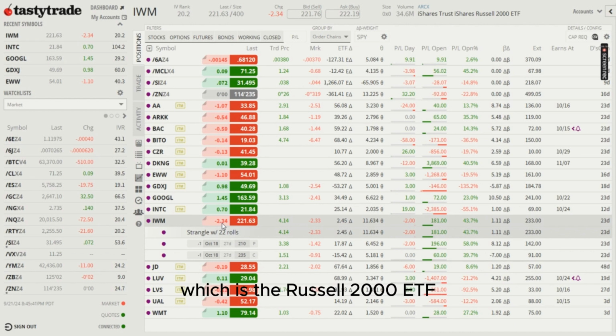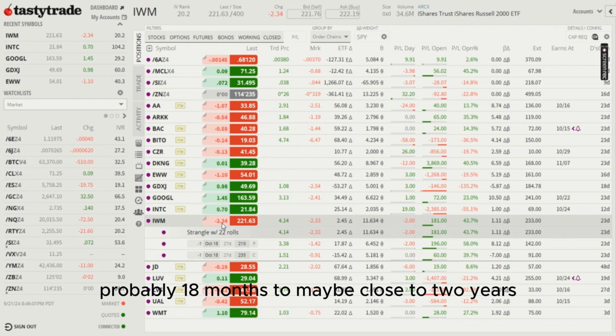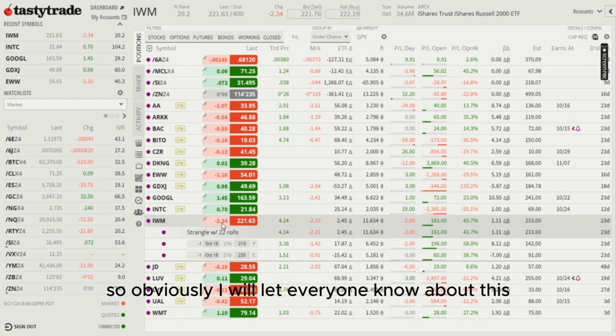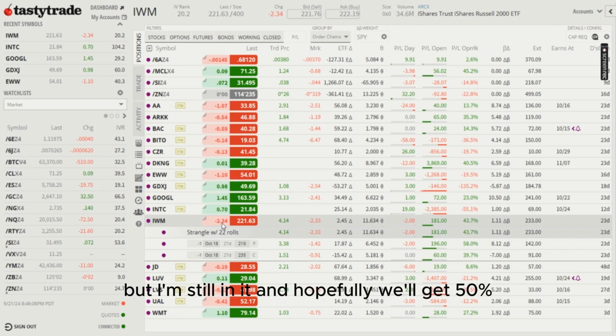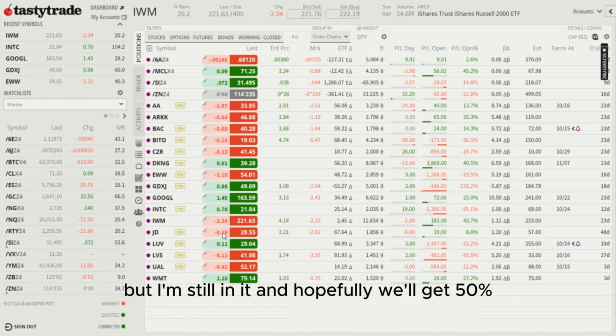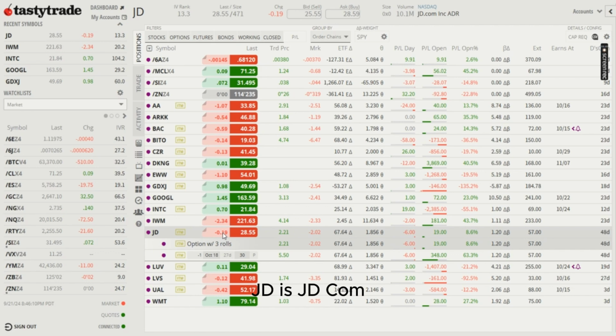IWM, which is the Russell 2000 ETF. This has been quite a ride. I've rolled this 22 times. It's working. I mean, I've got a 210, 235, got plenty of credit. I just need to see more of a vol crush, and I'm going to take this off, and I can celebrate the fact that I've been in this trade for probably 18 months to maybe close to 2 years. So obviously I will let everyone know about this, but I'm still in it, and hopefully we'll get a 50% gain. JD is JD.com. It's a Chinese ADR.